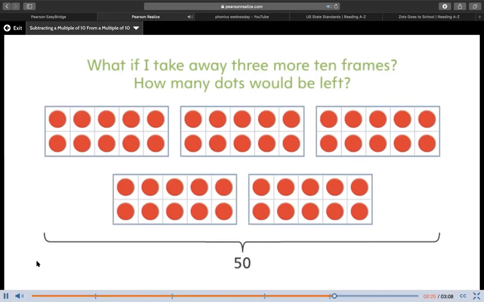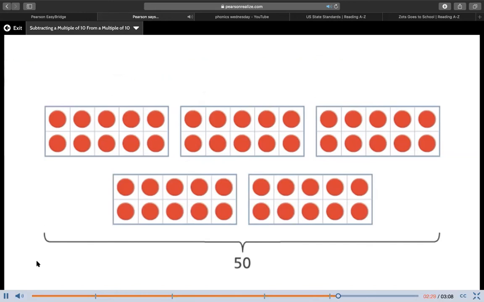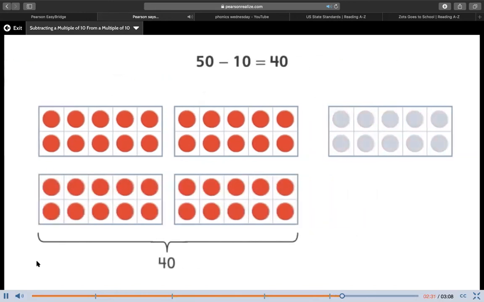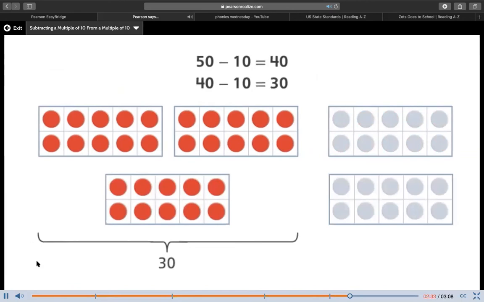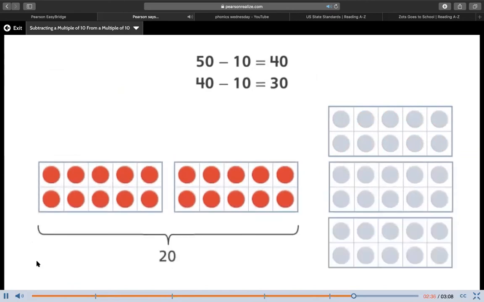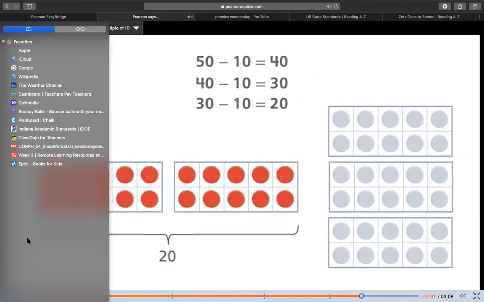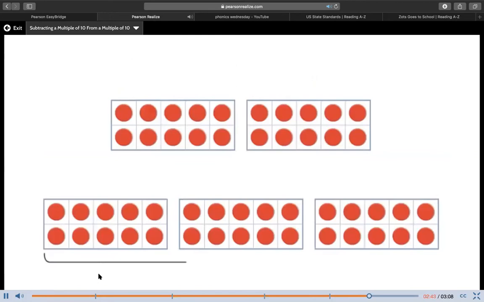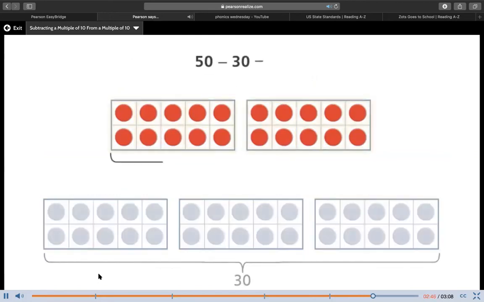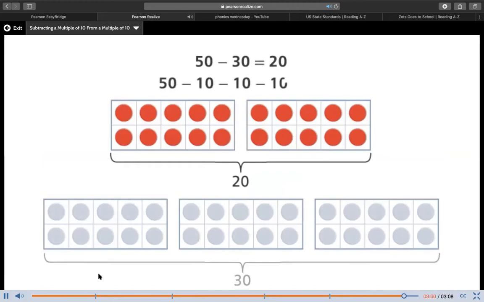I could take away 1 10 frame at a time. 50 take away 10 is 40. Then take away another 10 is 30. Then take away another 10 is 20. There are 20 dots left. Seth knew that 3 10 frames is 30 dots. 50 minus 30 is 20. There are different ways to think about subtracting tens. You can subtract 10 each time a 10 frame is removed, or you can subtract all of the dots at once. 50 minus 10 minus 10 minus 10 equals 20.